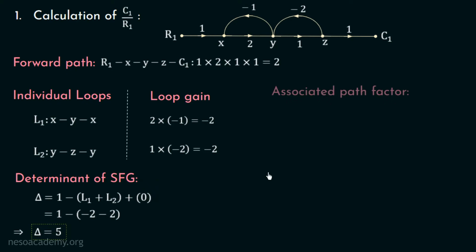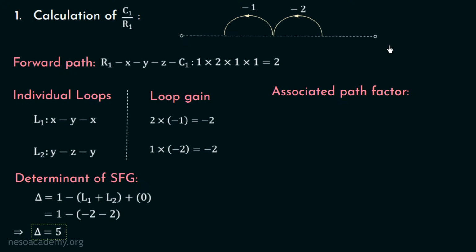We will now move on to the calculation of associated path factor. And we know that if we want to calculate the associated path factor, we have to erase or eliminate the forward path. In this signal flow graph, the forward path is R1, X, Y, Z, C1. And if we erase this forward path, the signal flow graph will look like this.